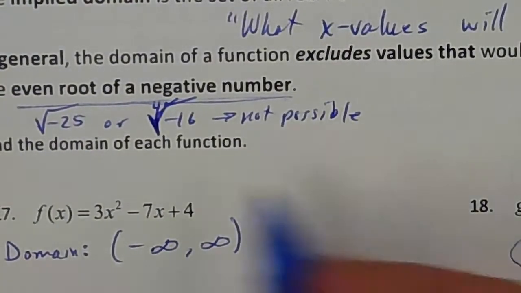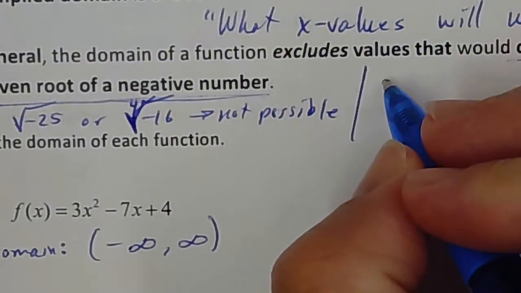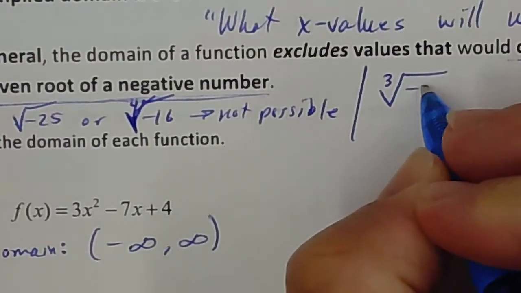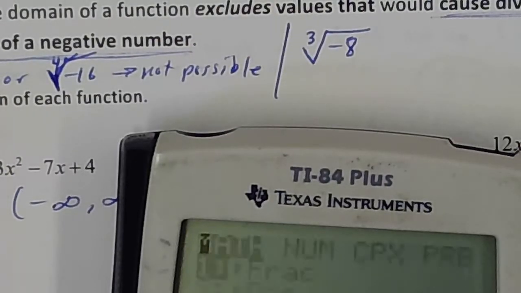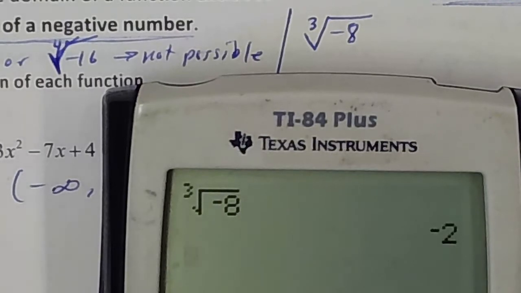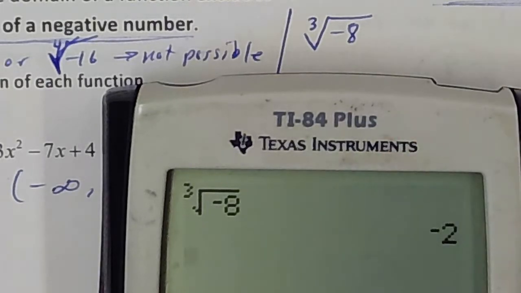Okay, but if it's an odd root, it is possible. When we have cube roots, I'll just give you one example. Cube root of negative 8, that is okay. I'll demonstrate it for you here. Cube root of a negative doesn't give me no solution this time, because if you take negative 2 and multiply by itself 3 times, we do get a negative. That is possible. So cube roots of negatives and positives work.